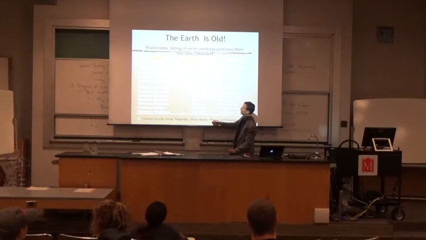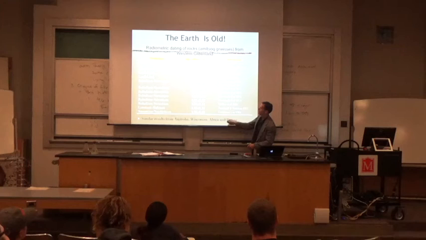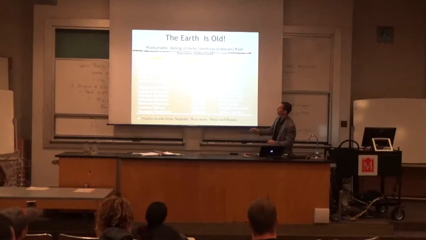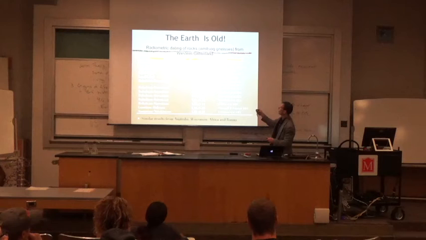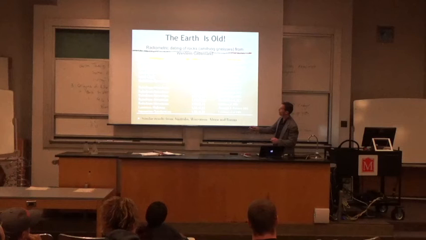rubidium into strontium, so a number of different elements decaying into other elements, and how long that takes, we can sort of back calculate, you can figure out how old these rocks are. So a number of different researchers have used a number of different methods, and they all come up with rocks that are about the same age, about 3.6 billion years old.